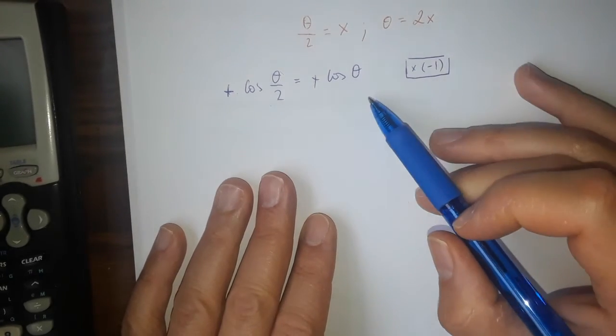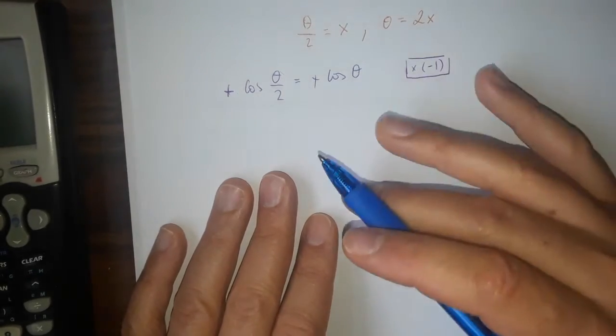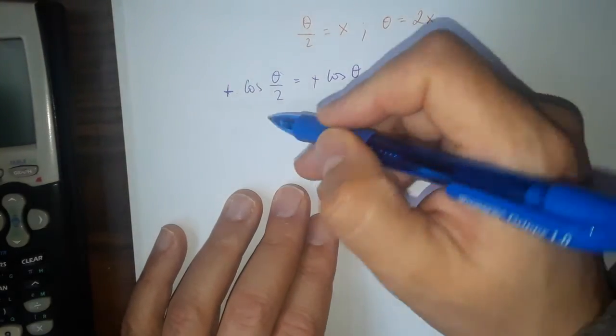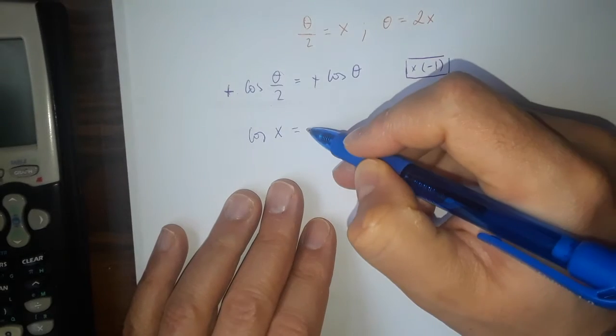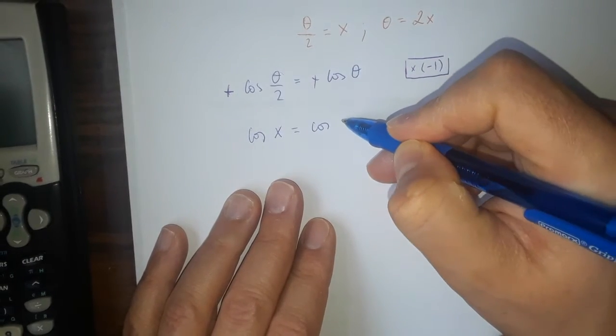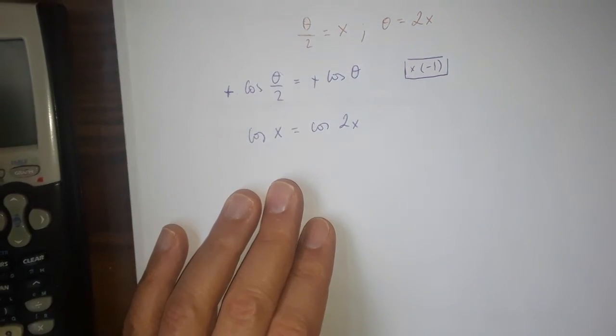And again, you may be shocked now. That's okay, just wait until I finish the video, okay? So to see how this evolves. So now this cosine of x equals cosine of 2x, right?